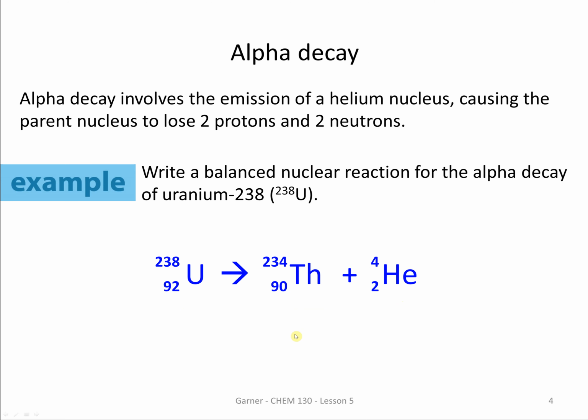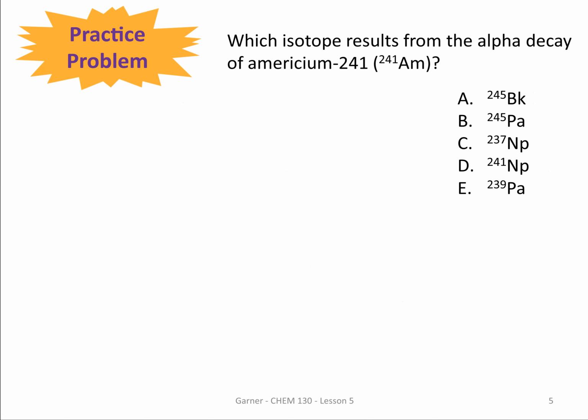Again, you can use the principle that the mass numbers and atomic numbers need to be balanced to predict what the products would be. All right, let's try out an example problem, a practice problem. As usual, I would suggest that you pause the video at this point and try this problem out on your own first.